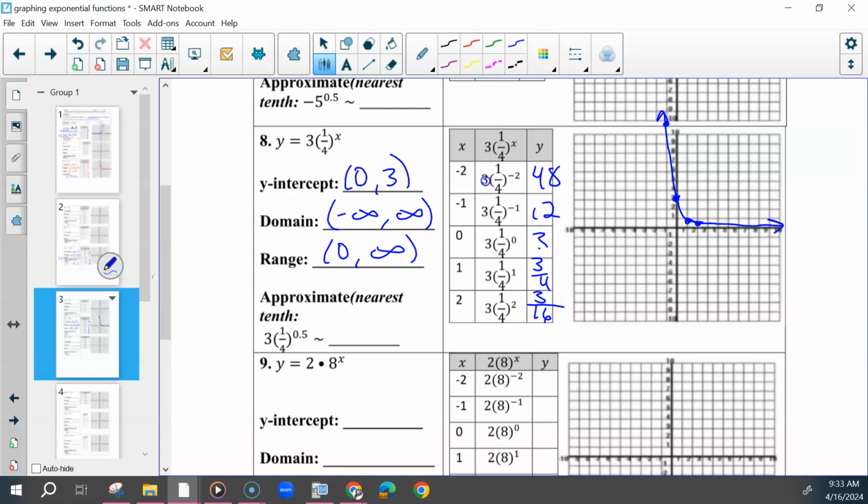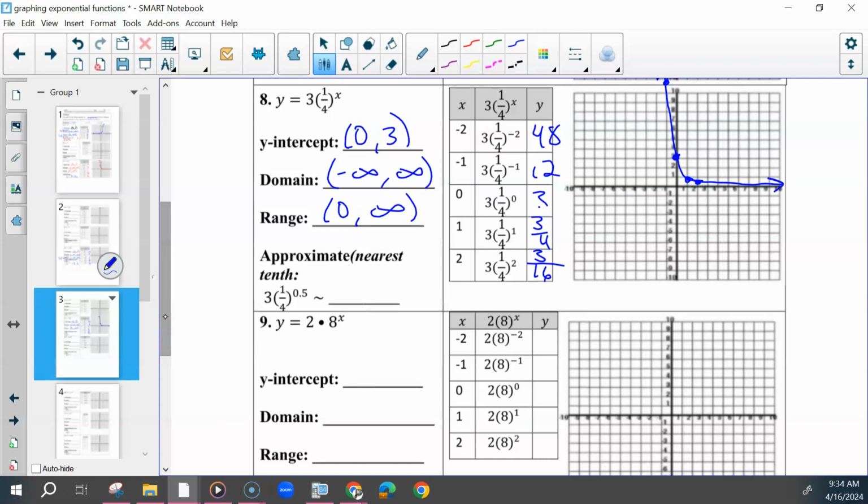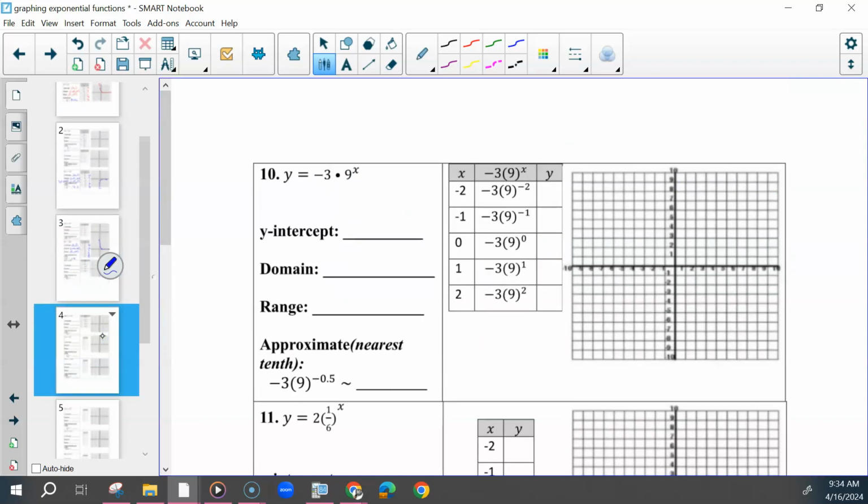Go ahead and put 3 times 1/4 to the 0.5 in the calculator, figure out what that is. Tell me what that is. 1.5. Right, we're going to skip to number 10. So now we've changed the a value and it's negative.